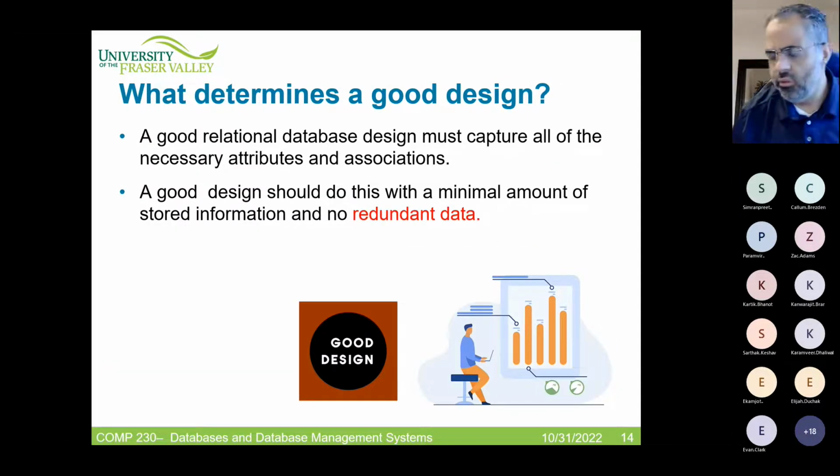So what determines a good design? We said normalization will be used to determine if you have a good design, yes or no. So how do we say we have a good design? As Asira said, for us it means a minimum amount of stored information and no redundant data. Minimum amount of stored relation, which means that you are not saving the data in different places where there is no reason for this.